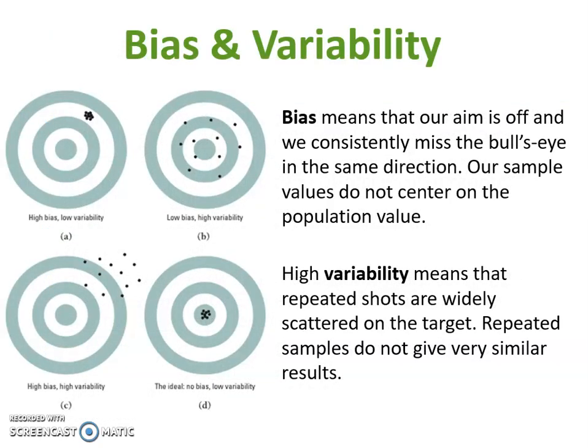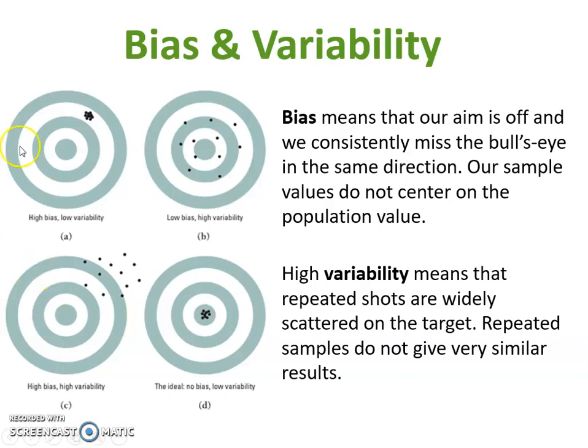Bias and variability. Bias means that our aim is off and we consistently miss the bullseye in the same direction. Okay? Our sample values do not center on the population value. Now, variability. High variability means that repeated shots are widely scattered on the target. Repeated samples do not give very similar results. So think of this as like target shooting.